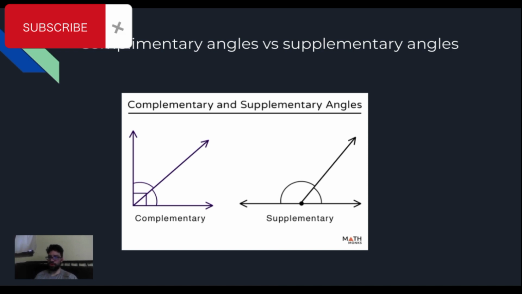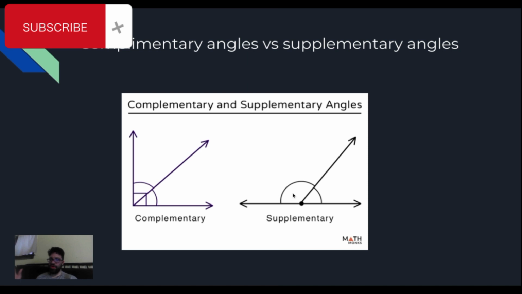For example, to further emphasize this, if this is 90 degrees and it's separated into two different angles, then this will be a 45-degree angle. This could also be a 45-degree angle, and it will still add up to 90 degrees. Of course, it doesn't always have to be like that. One could be a little less than 45 degrees, and the other a little bit more, in order to add up to 90 degrees.